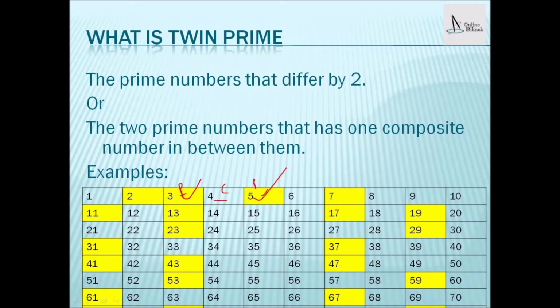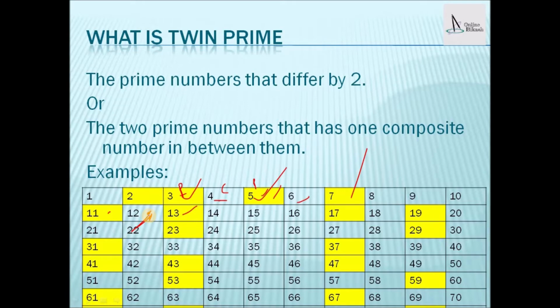In the same way, 5 is a prime number, 7 is a prime number, and in between them 6 is a composite number. So we can call 5 and 7 twin primes. And the same way 11 is a prime number, 13 is a prime number, and in between them 12 is a composite number. So we can call 11 and 13 a pair of twin primes.